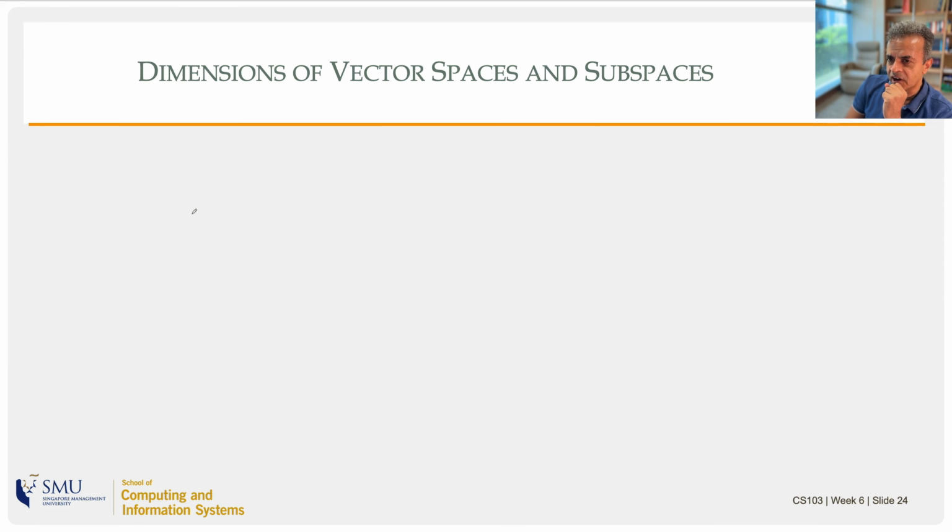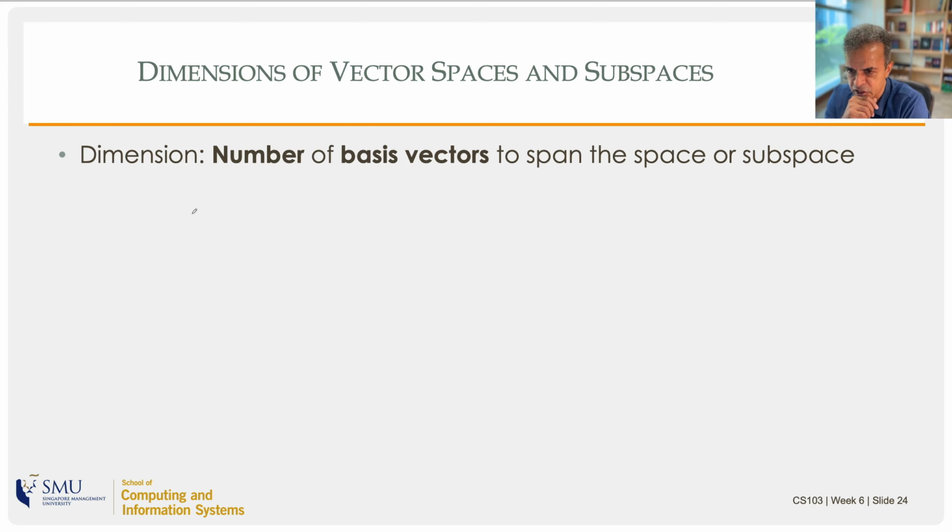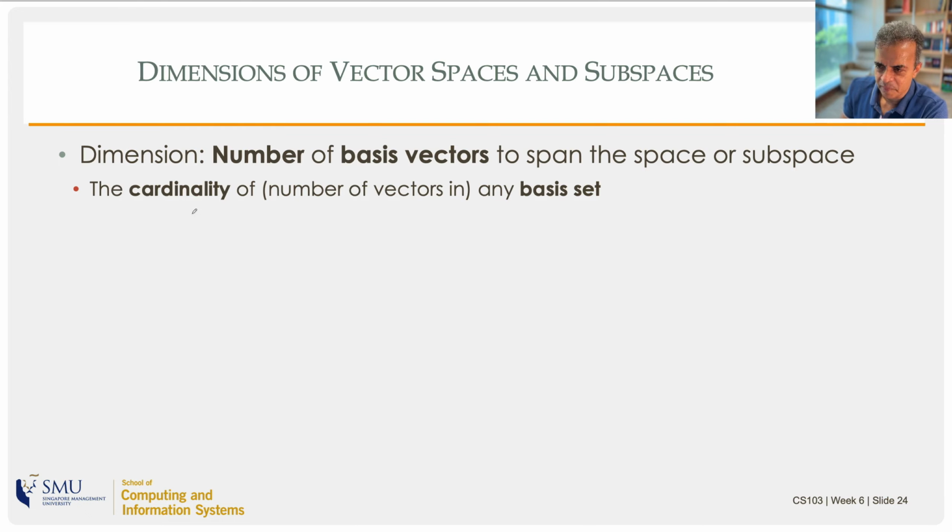Now, having defined basis set and basis vectors, we can define the dimensions of vector spaces and subspaces. The dimension of a vector space is the number of basis vectors needed to span the space. In the case of a vector subspace, it's the number of basis vectors needed to span that vector subspace. Now, we put the basis vectors in a set and we called it the basis set. And as you know, in the lingo of set theory, the number of elements in a set is called the cardinality of the set. So you can get a little fancy here and say that the dimension is the cardinality of any basis set.